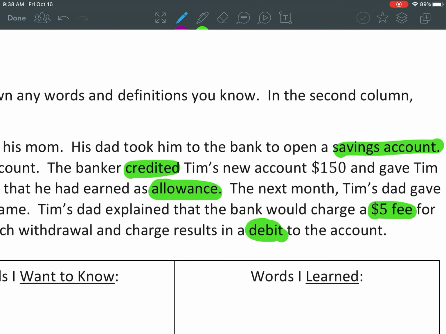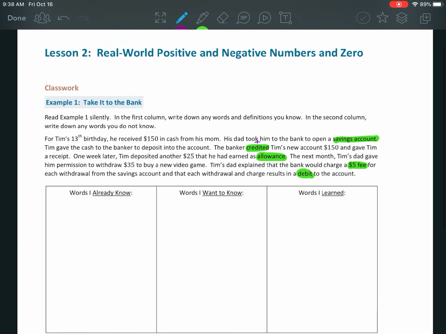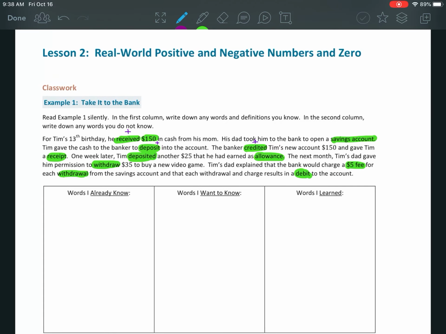The banker credited his account. That means they added, so that's positive. And gave him a receipt. So a receipt, you get a receipt when you buy something, you get a receipt when you deposit money. It just shows a transaction of some sort. 1 week later, Tim deposited, so we already talked about that word deposit, another $25 allowance. So some of you probably get an allowance, some of you don't.